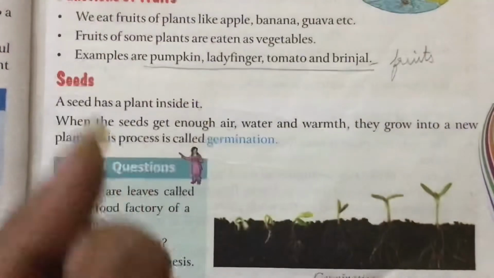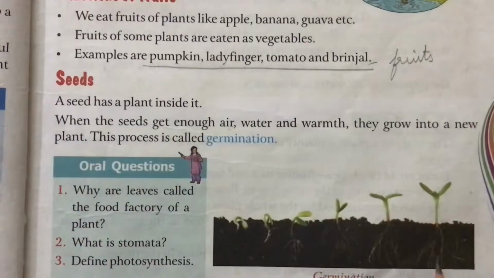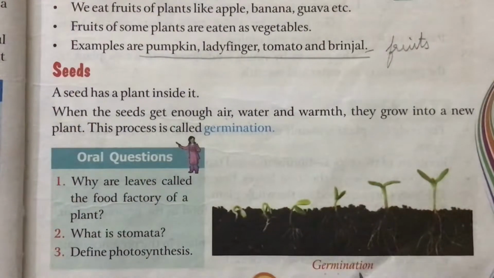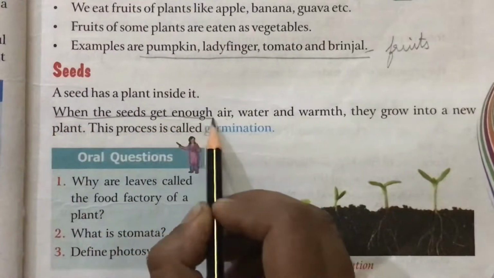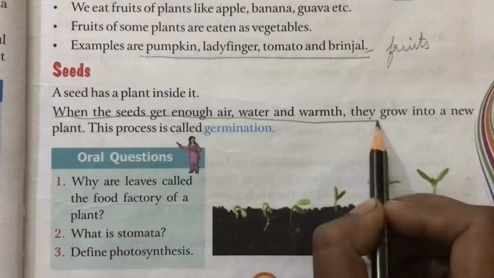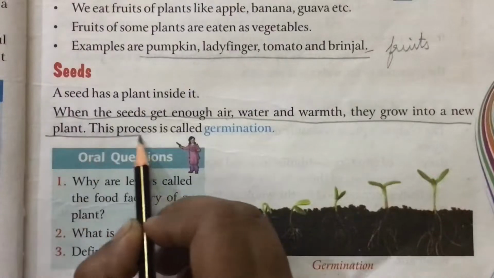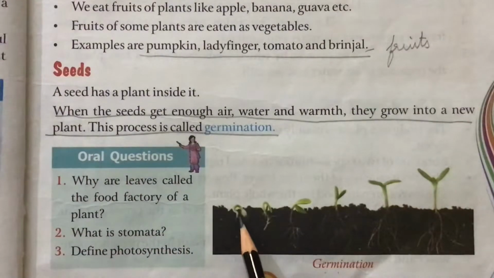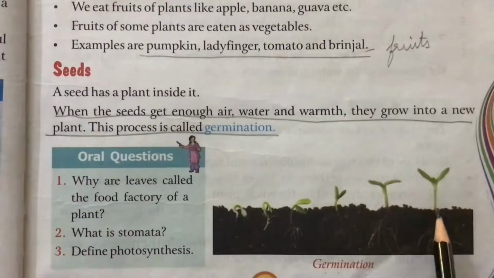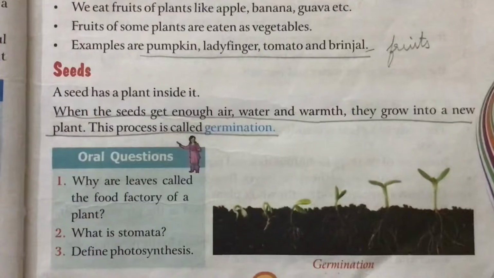grow into a new plant, and this process is called germination. When the seeds get enough air, water and warmth, they grow into a new plant, and this process is called germination. As you can see in the picture, the seeds are getting air, water and warmth, and they are growing, and at last they grow into a new plant. This is called germination.